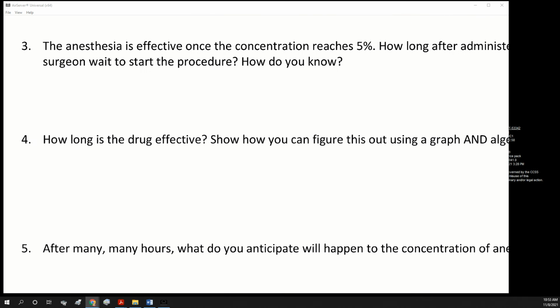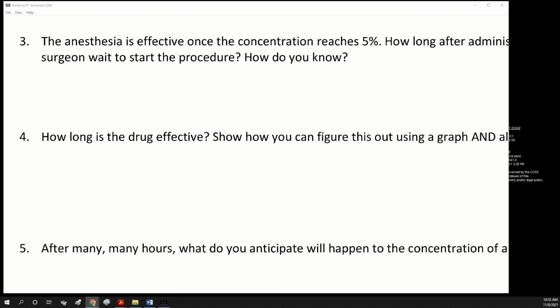All right. The anesthesia is effective once the concentration reaches 5%. So how long should the surgeon wait? 1 hour. And it says, how do you know? Well, you can tell. After 1 hour, the C of T reaches 5%. Right, and then how long is the drug effective? For how many hours? 5 hours. So between 1 and 6 hours. So from the graph, you can tell that is where the concentration is at 5% or above.